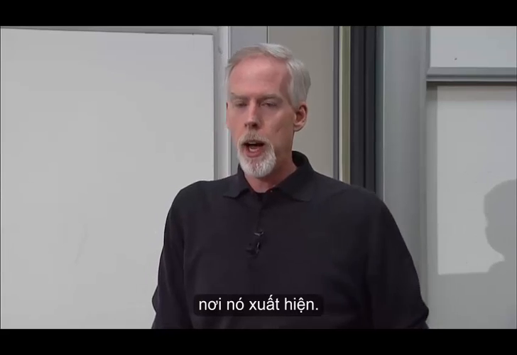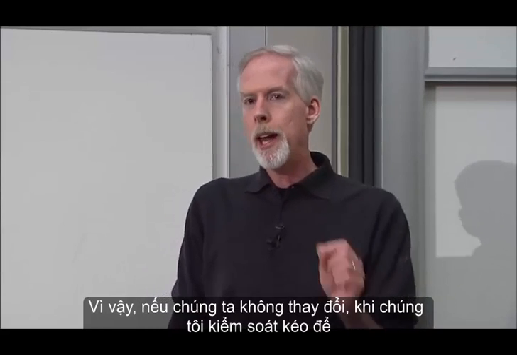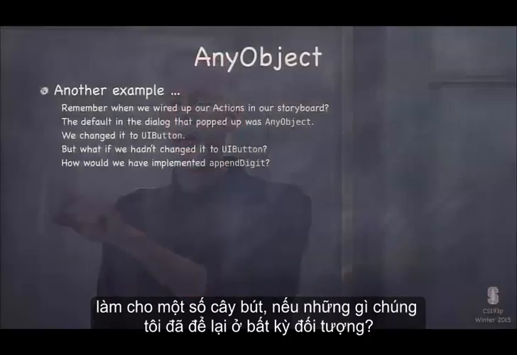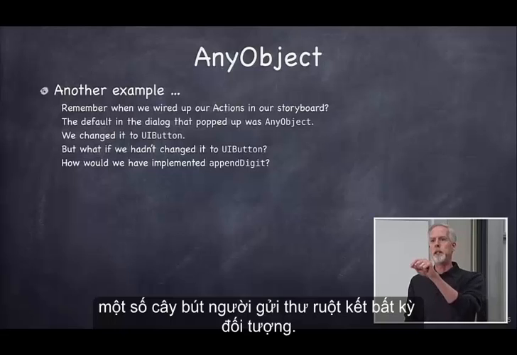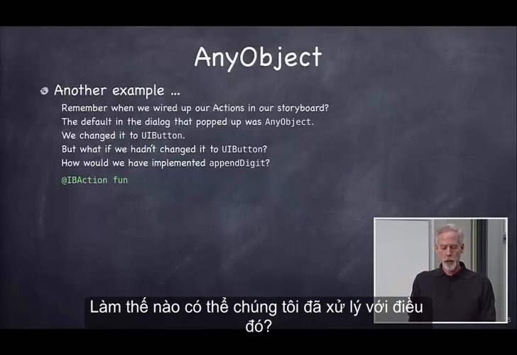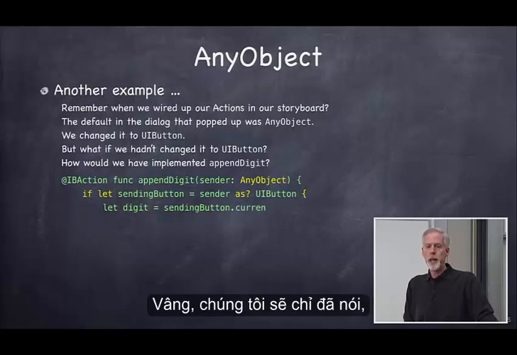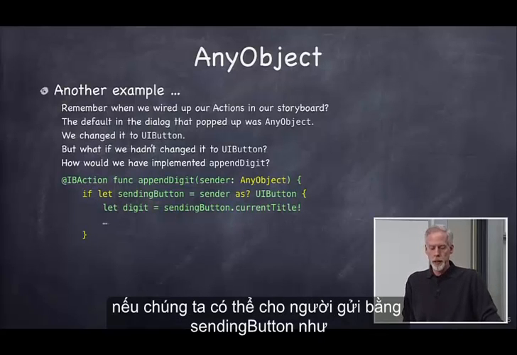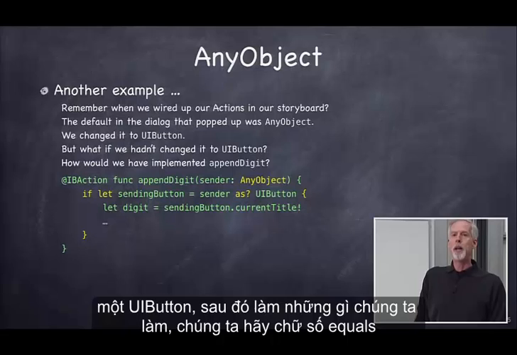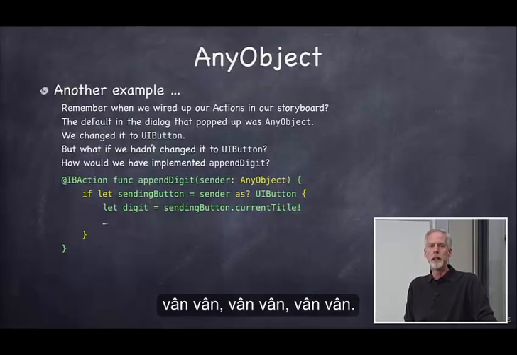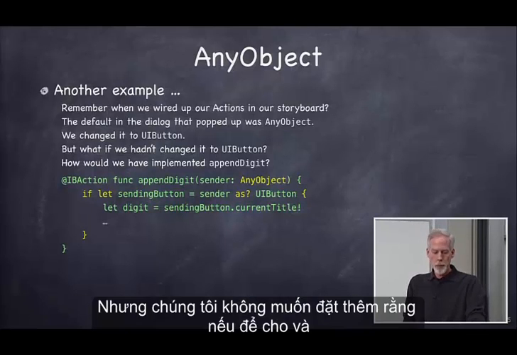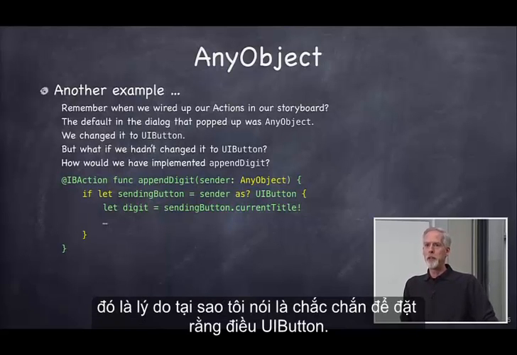Another example of AnyObject and where it appears. So when we control dragged to make appendDigit, what if we had left it AnyObject? Okay, so we had appendDigit sender colon AnyObject. How could we have dealt with that? Well, we just would have said, if we can let the sendingButton equal sender as a UIButton, then do what we do. Let digit equal sendingButton dot currentTitle, exclamation point, et cetera. Make sense? But we didn't want to put that extra if let, and I hadn't taught you about as, so that's why I said be sure to put that thing UIButton. All right?